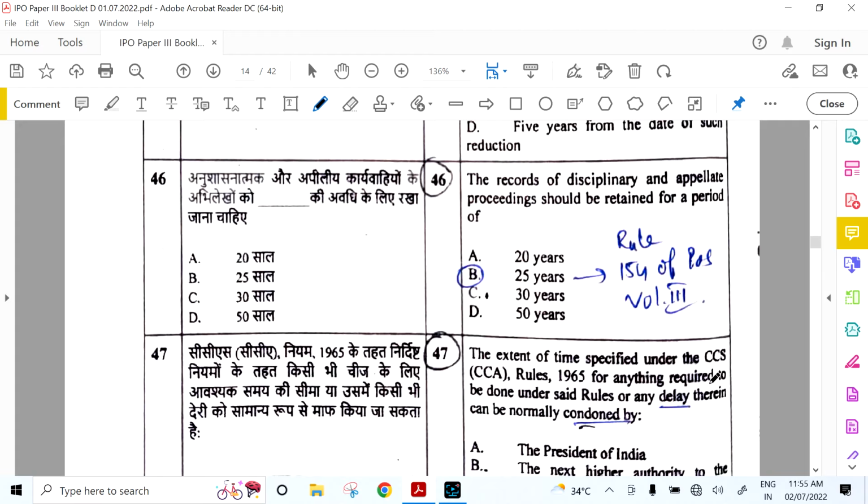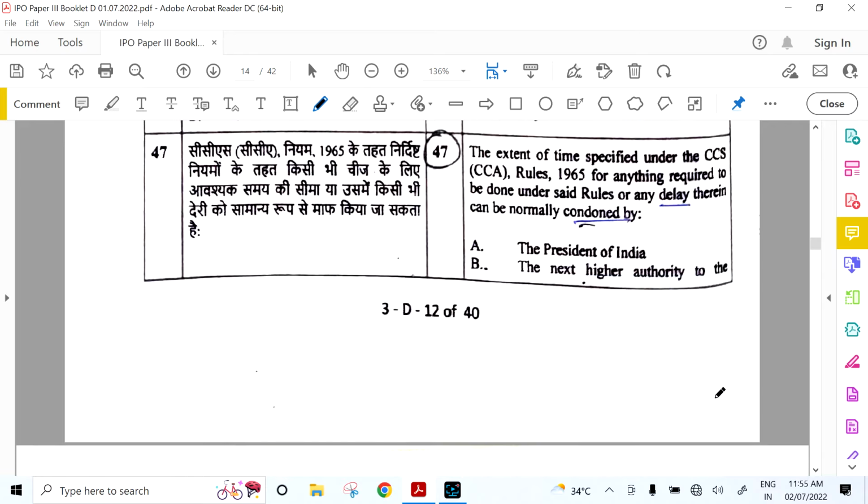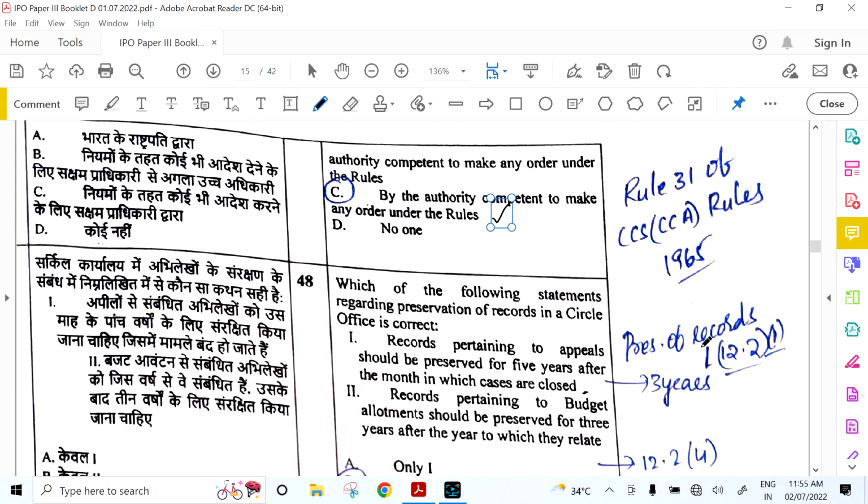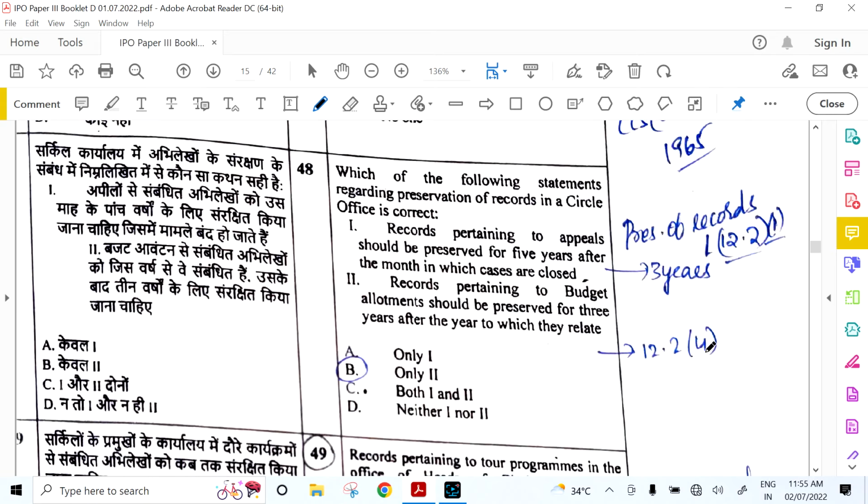The records of disciplinary and appellate proceedings should be retained for a period of 25 years as per Rule 154 of Postal Volume 3. The extent of time specified under CCA Rules 1965 for anything required to be done under said rules or any delay therein can be normally condoned by, it shall be condoned by the authority competent to make any order under the rules. It is as per Rule 31 of CCA Rules 1965.